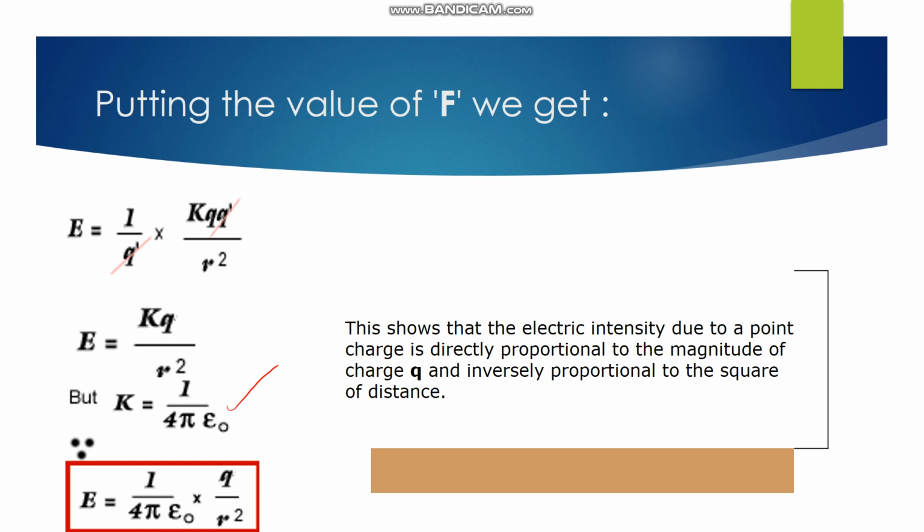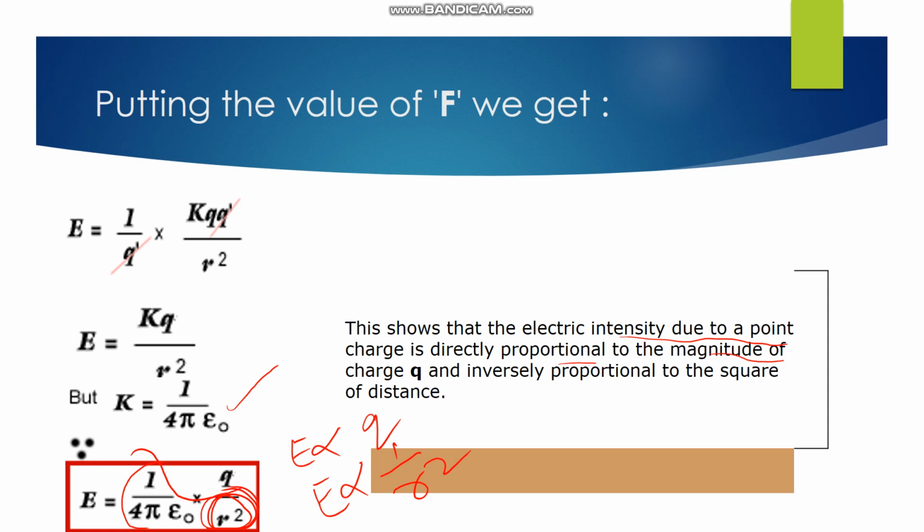This shows that the electric field intensity due to a point charge is directly proportional to the magnitude of charge q. Means if the other quantities are constant, E is directly proportional to small q. And if this distance is not constant, the electric field intensity is inversely proportional to the square of the distance between the test charge and the source charge.